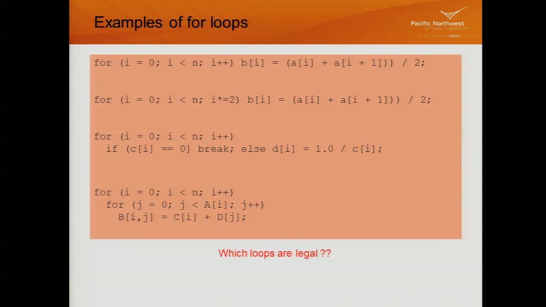Yeah. What if the array A is initialized during the computation? Well, as long as A is not written inside this nest, then when this nest is reached in the sequential execution, the values of A of i will be known, and therefore the compiler can compute it at that point.